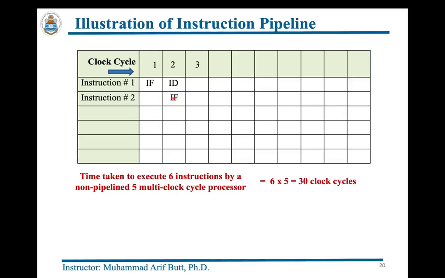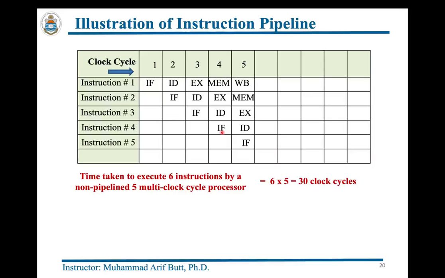At cycle 3, instruction 1 will go to the execute phase, instruction 2 will go to the decode phase, and we can have instruction 3 in the fetch phase. And similarly, at cycle 4, we can have the instruction 1 in the memory phase, instruction 2 in the execute, instruction 3 in the decode, and we can have another instruction 4 at cycle 4 inside the fetch phase. And similarly at cycle 5, the same process will move on.